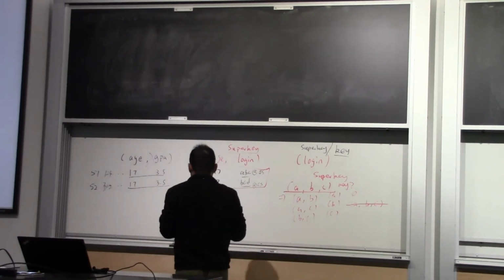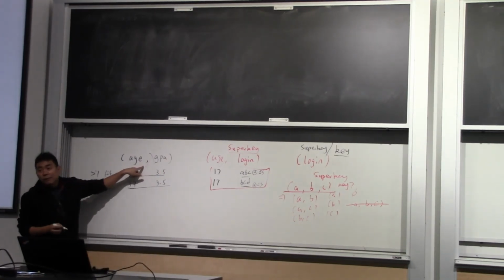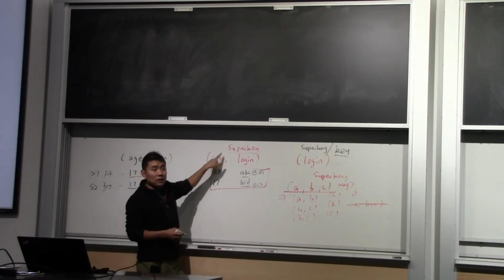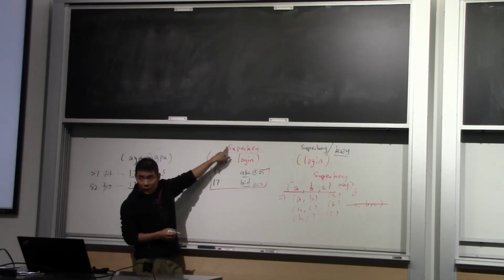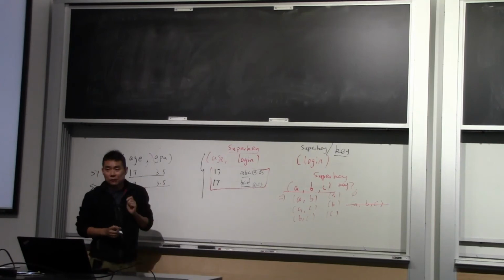Now let's look at the real example. Let's look at this. Is this a key? Obviously it's not a key because it's not even a superkey. Now is this a key? It satisfies the first requirement, it is a superkey. What about the second requirement? Well, to answer that, we need to find out what the proper subsets of this are.